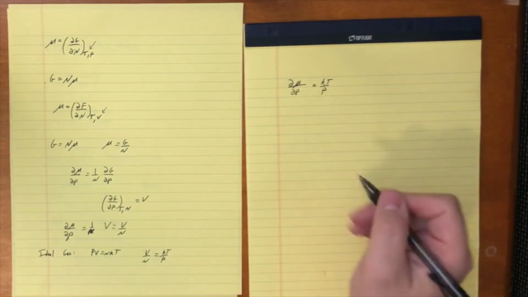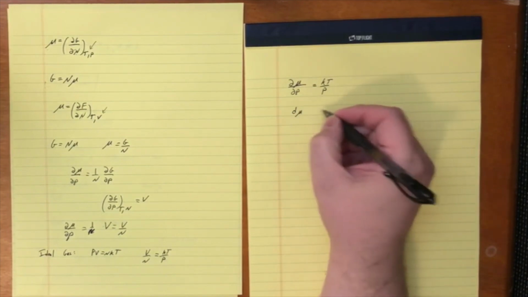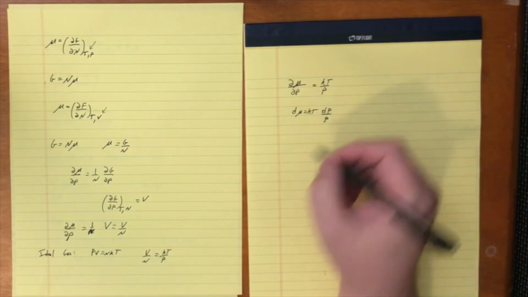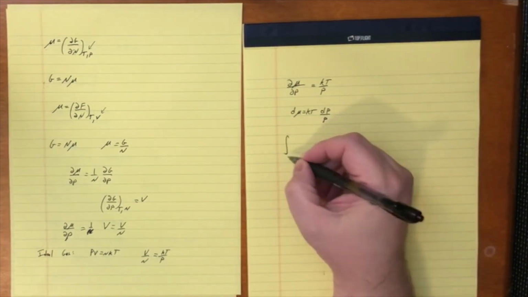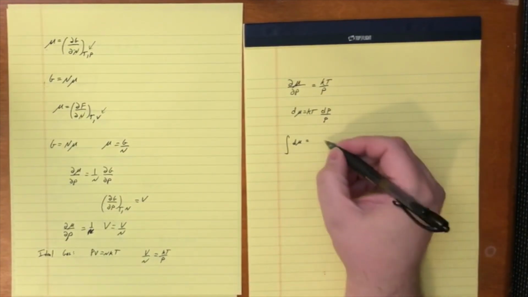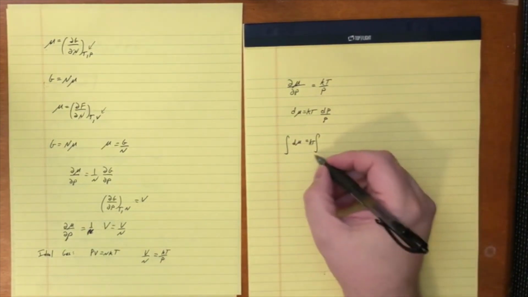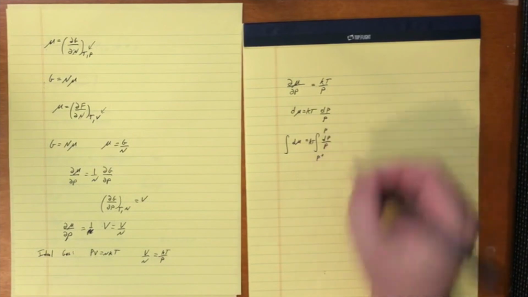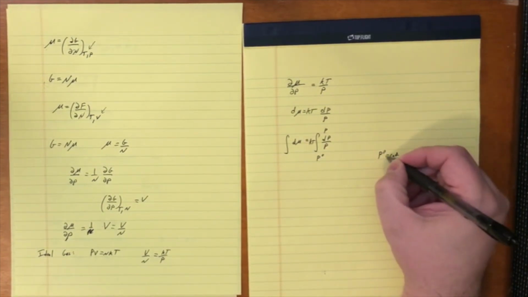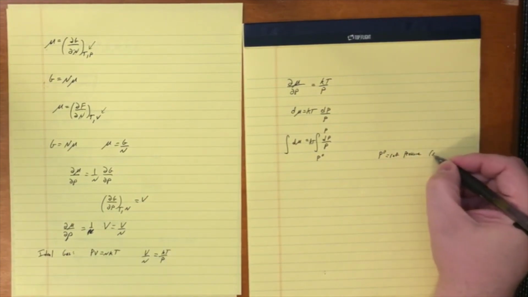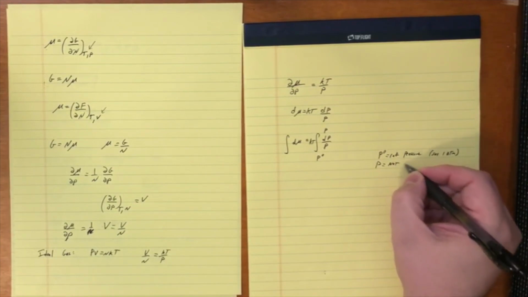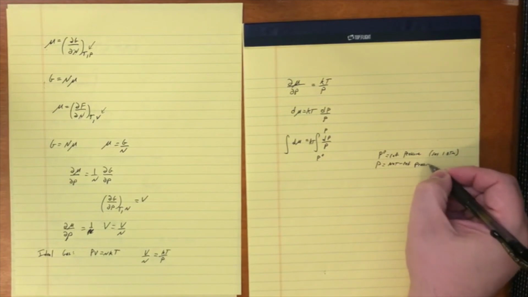And now we can do a separation of variables, dμ on the left, and kT times dP over P on the right, and integrate both sides. On the pressure side, we're going to integrate dP over P from some fiducial or reference pressure to some arbitrary pressure. So P naught is a reference pressure, say 1 atmosphere, and P is our non-reference pressure. That's the pressure that we want to compare something with.